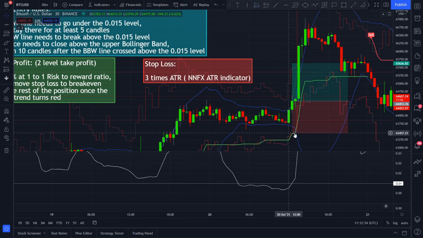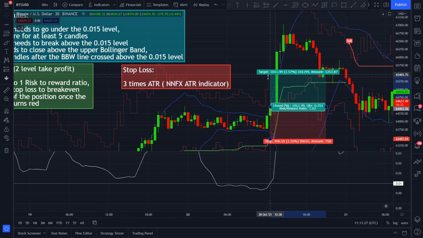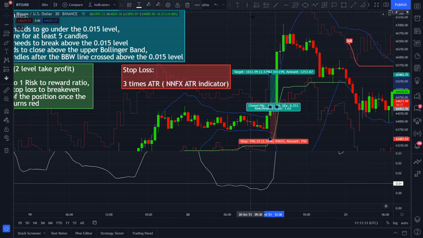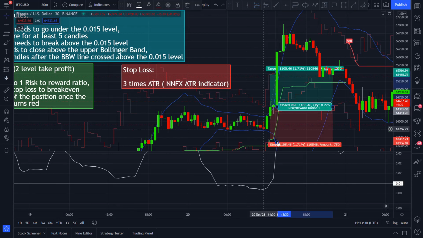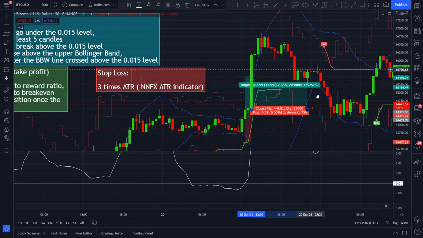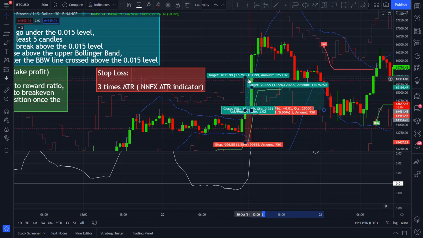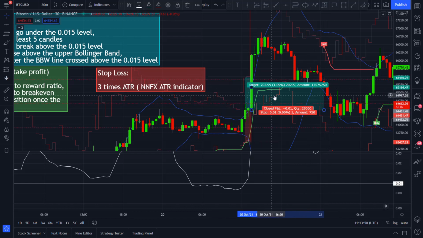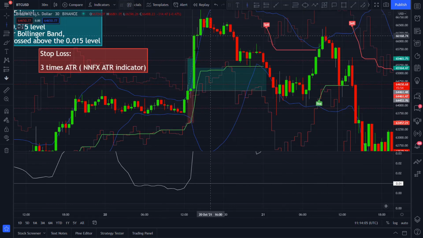The stop loss is going to be placed at 3 times ATR, which is shown by the NNFX ATR level. The first take profit is going to be a 1-to-1 risk-to-reward ratio. Once we hit that level, we are going to move our stop loss to break-even. And then we are going to let the rest ride until the super trend indicator turns red, which happens on this candle. So we are exiting half of the position once 1-to-1 is hit, and we let the rest ride until the super trend turns red. As you can see, this one was a profitable trade.